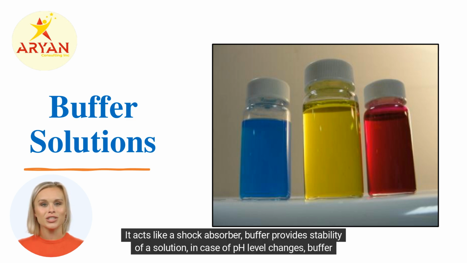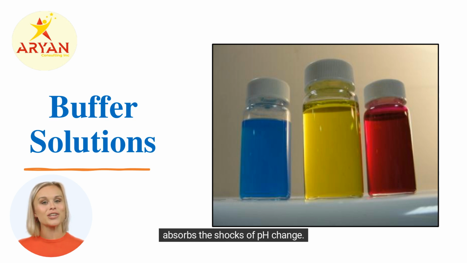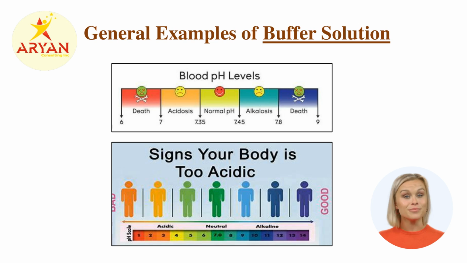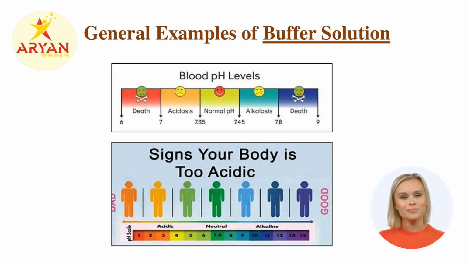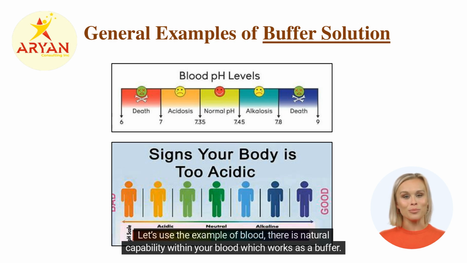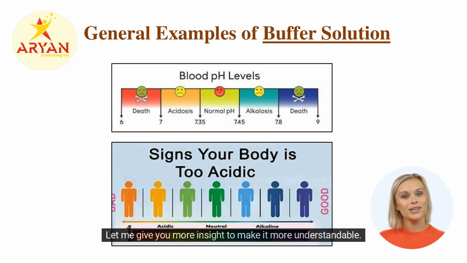It acts like a shock absorber. Buffer provides stability of a solution in case of pH level changes. Buffer absorbs the shocks of pH change. Buffer solutions are used for a wide range of chemical applications. Let's use the example of blood. There is natural capability within your blood which works as a buffer. Let me give you more insight to make it more understandable.